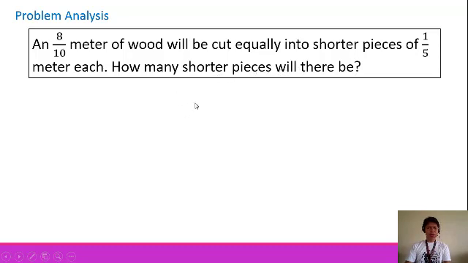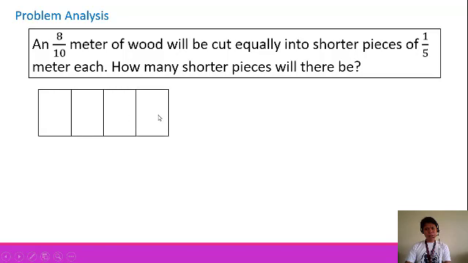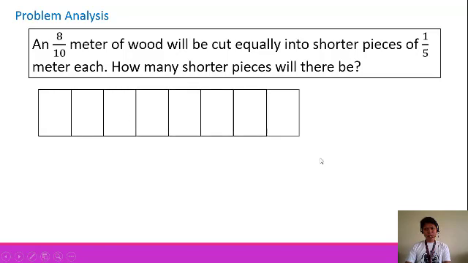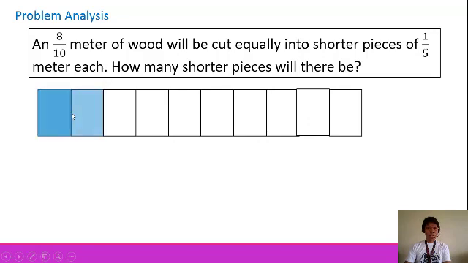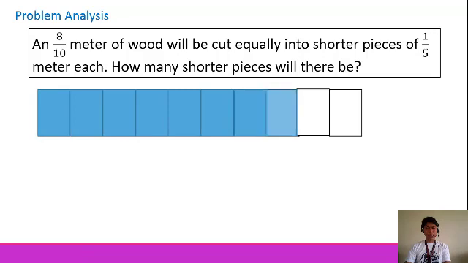In order to solve this problem, we can use a diagram. Okay, like for example this one, we are going to draw 8/10. So 1, 2, 3, 4, 5, 6, 7, 8, 9, and 10. There are 10 equal parts. And then we are going to shade 8 parts: 1, 2, 3, 4, 5, 6, 7, and 8.